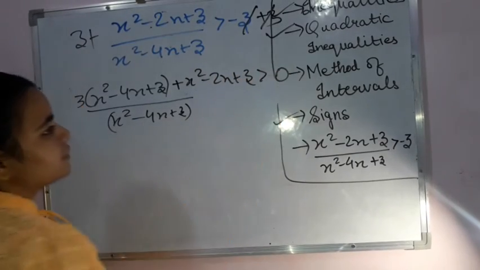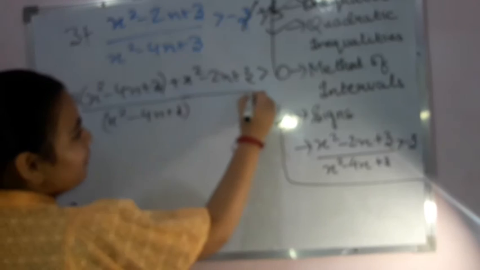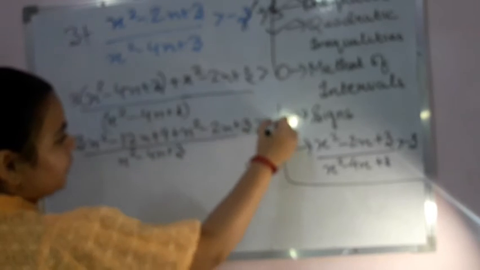So then after doing so, we can take the LCM for it. Just the basic steps, the basic mathematics we are doing, taking the LCM. 3 is going to be multiplied with the entire LCM part, the denominator. Then plus we will write x square minus 2x plus 3 is greater than 0, isn't it? This entire part is greater than 0 as it is. Now we will solve the inner brackets. That means it is 3x square minus 12x plus 9 plus x square minus 2x plus 3 whole upon x square minus 4x plus 3 is greater than 0.